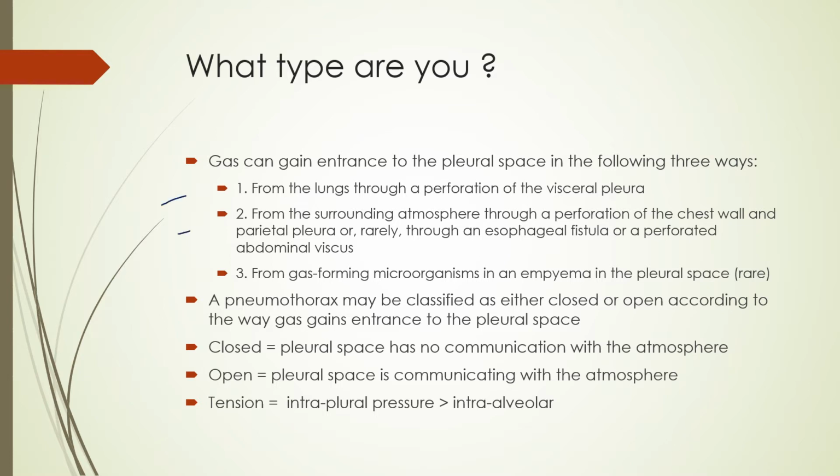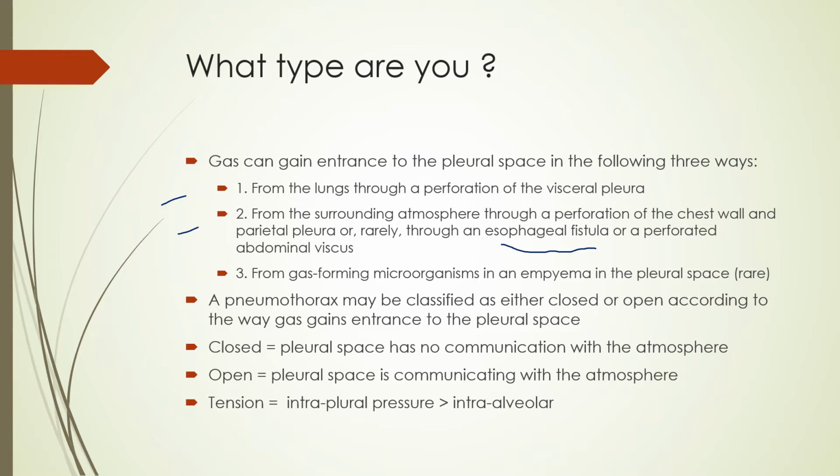The second way is from the surrounding atmosphere through perforation of the chest wall, through the parietal pleura. This could happen through a stab wound or gunshot, something that perforates. A nail gun, right? You work at a trauma center, you'll see a lot of different things. And it can also happen through an esophageal fistula too. That was a rare case.